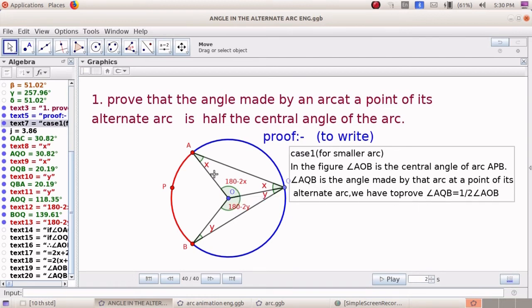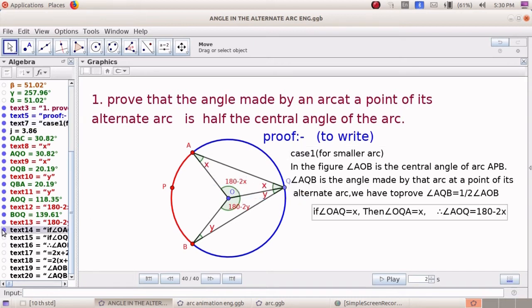Now the next step: we have supposed this one is x, therefore this one is also x, so this one is 180 minus 2x. See, like that this one is y, so this will be 180 minus 2y.